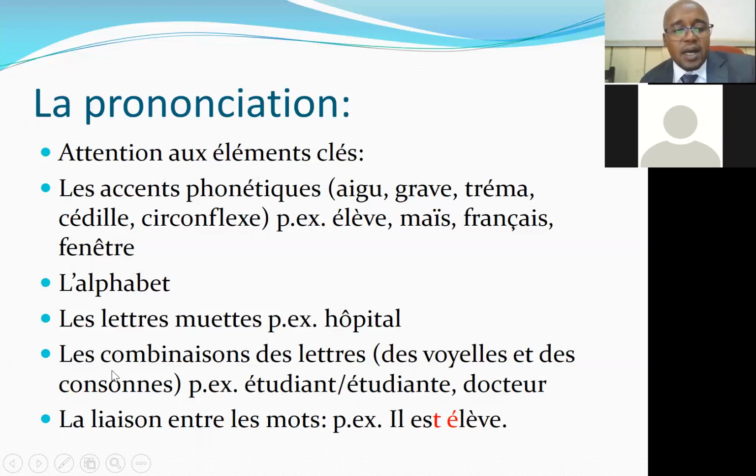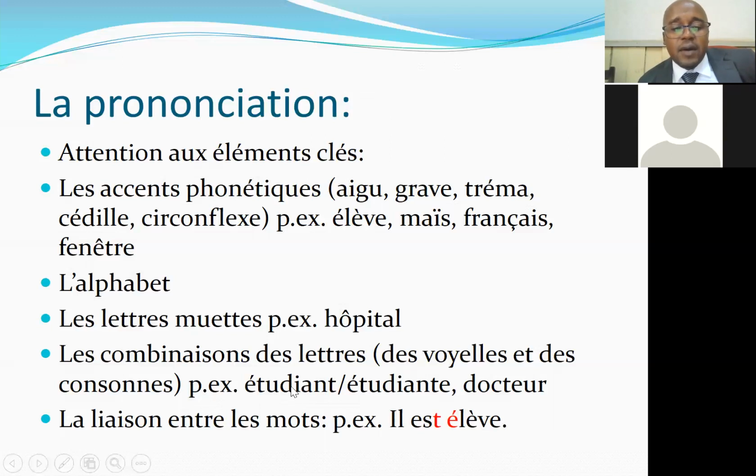Then we have a combination of letters with vowels and consonants. In French, we call them des voyelles, vowels, and then we have des consonnes. I want to give an example. Now, the rule in French is that the end consonants are not articulated. So when you're pronouncing a word that has T at the end, then the T will be silencieux.